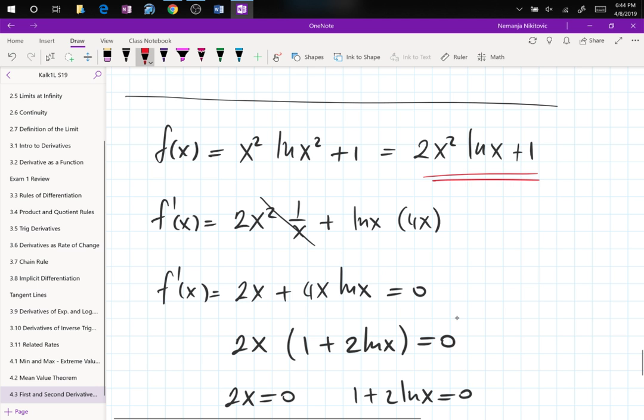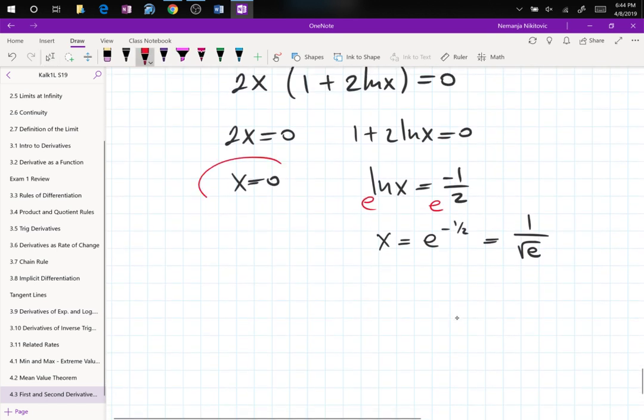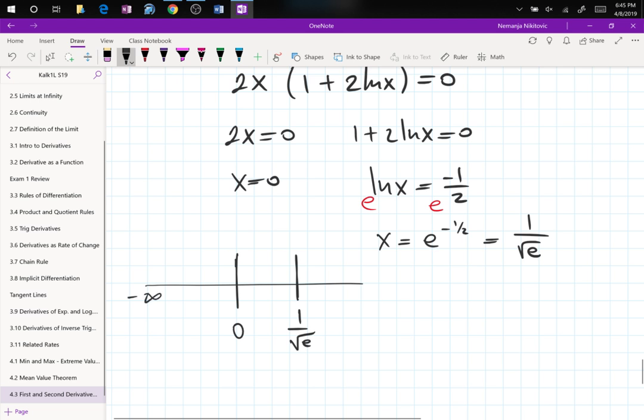So this function has a vertical asymptote at x equals 0, and that's important because we are going to partition. Now, luckily we have x equals 0, so that is a partition. But it's not always going to line up that nicely. So I have my partition at 0, and I have another partition at 1 over root e.